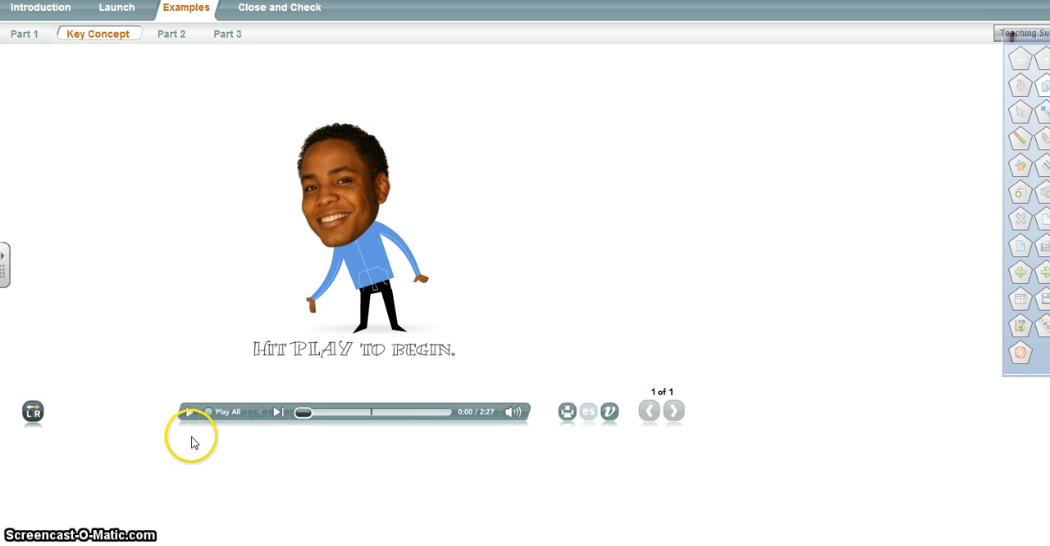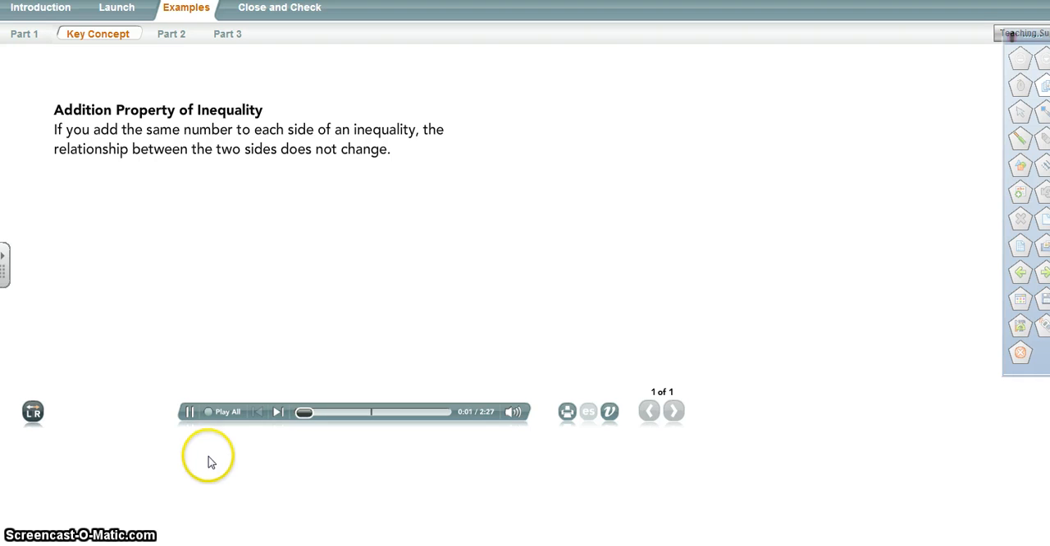We are going to solve inequalities just like we solved equations, where we want to find the value of a variable. We know that with an inequality, there's going to be more than one value of a variable that will work for our inequality. The addition property of inequality states that if you add the same number to each side of an inequality, the relationship between the two sides does not change. If A is less than B, then A plus C is less than B plus C for all numbers A, B, and C.